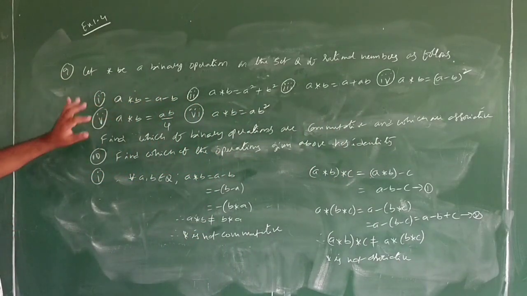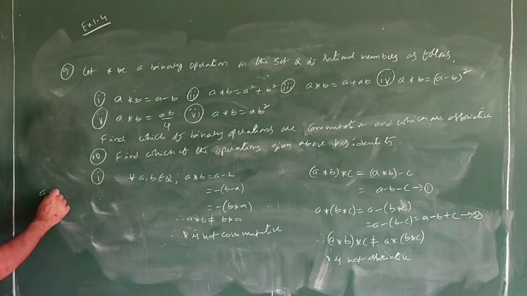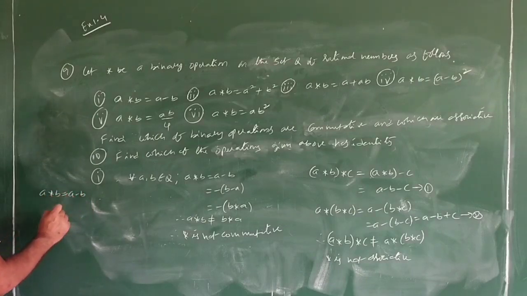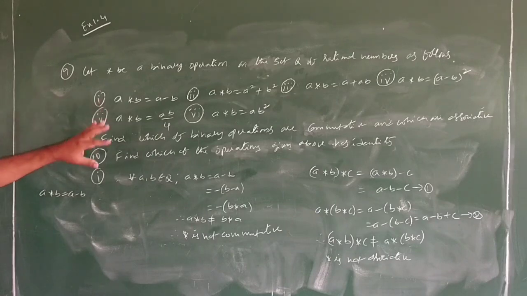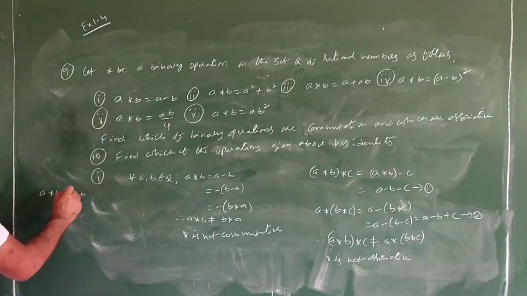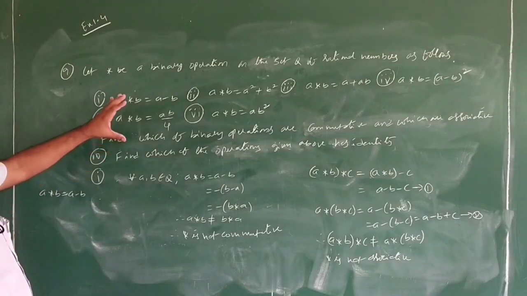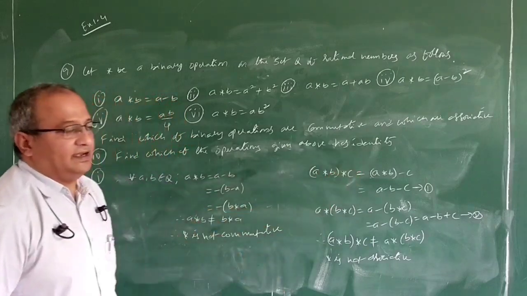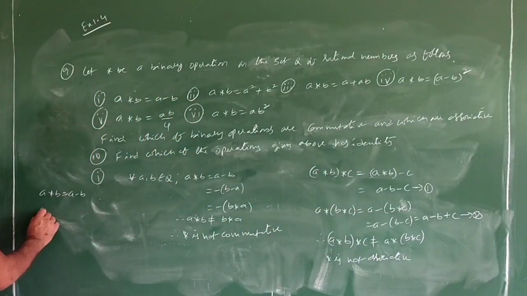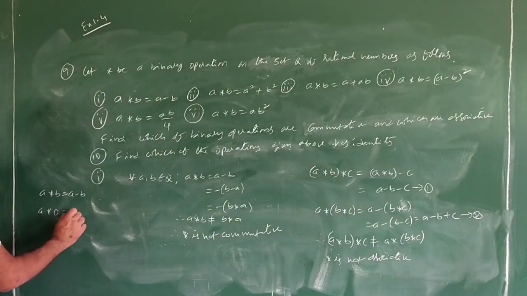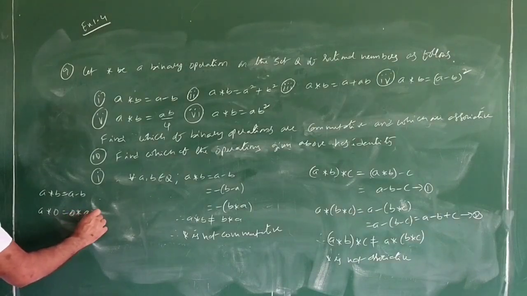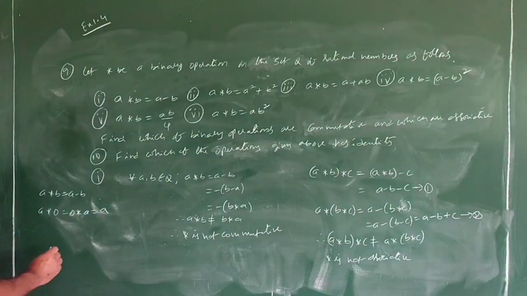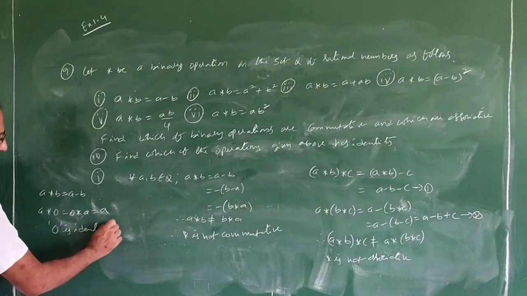Now A star B is equal to A minus B. See, it is a binary operation because it contains all the elements. Now what we have to find is the identity. If you take A star 0 is equal to 0 star A is equal to A, therefore we can say 0 is the identity element.